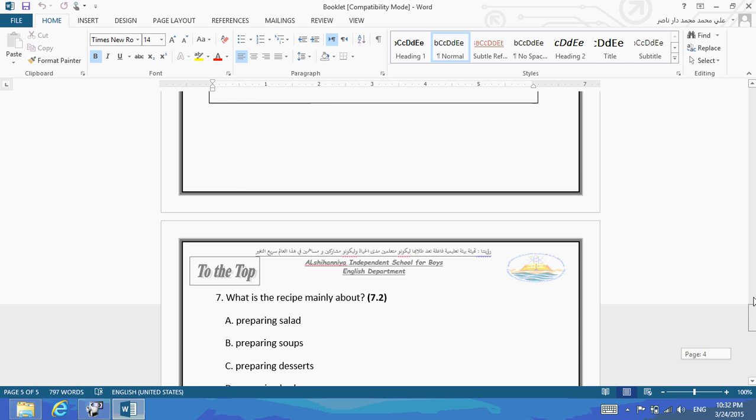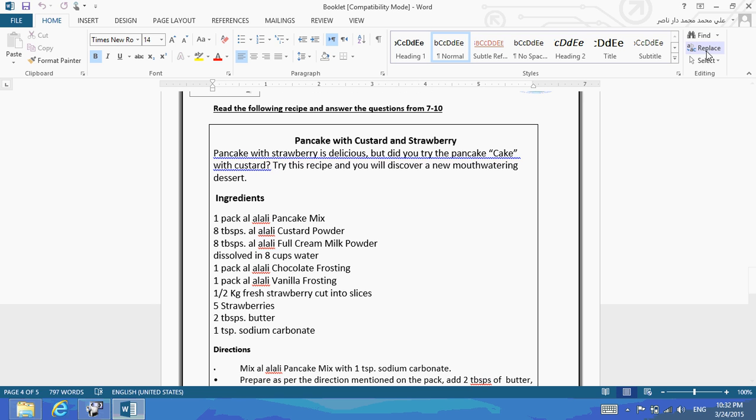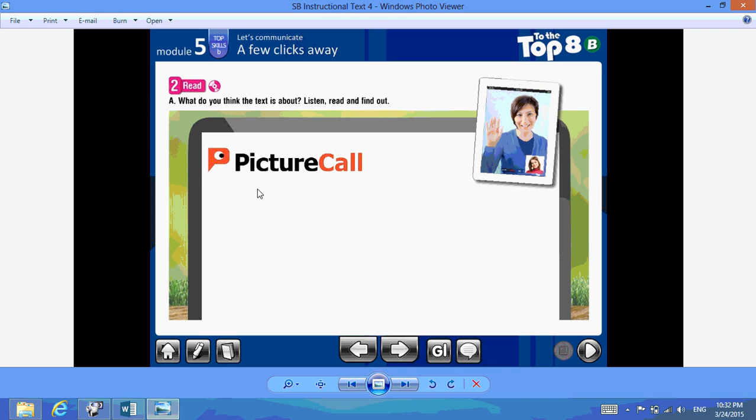A good example of an instructional text from the student book is the one under the title Picture Call. Picture Call is a software application, and there are steps on how to download Picture Call on your PC. Module 5, Let's Communicate, A Few Clicks Away.